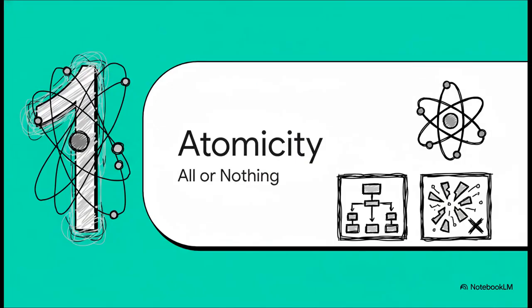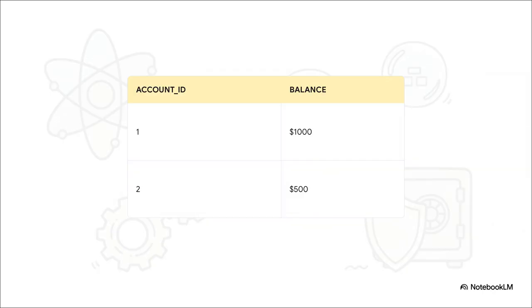Okay, first up is the A in ACID, and that stands for atomicity. And just like its name suggests, it means a transaction is treated like an atom, an indivisible unit. It either completes 100% all the way, or it doesn't happen at all. There's absolutely no in-between. Let's go right back to our money transfer. So before anything happens, account 1 has $1,000 and account 2 has $500. The plan is to send $100 from account 1 over to account 2.